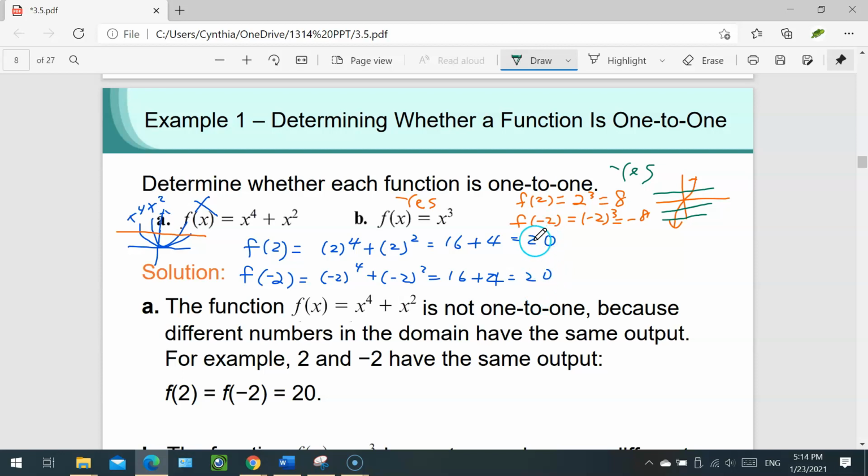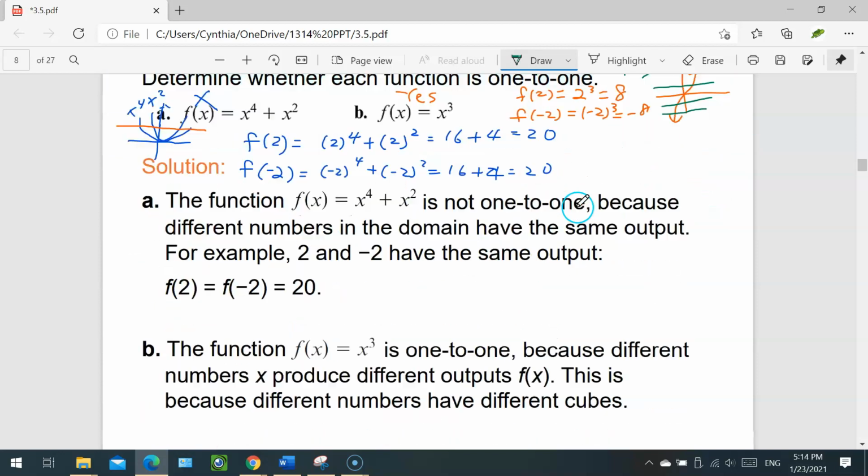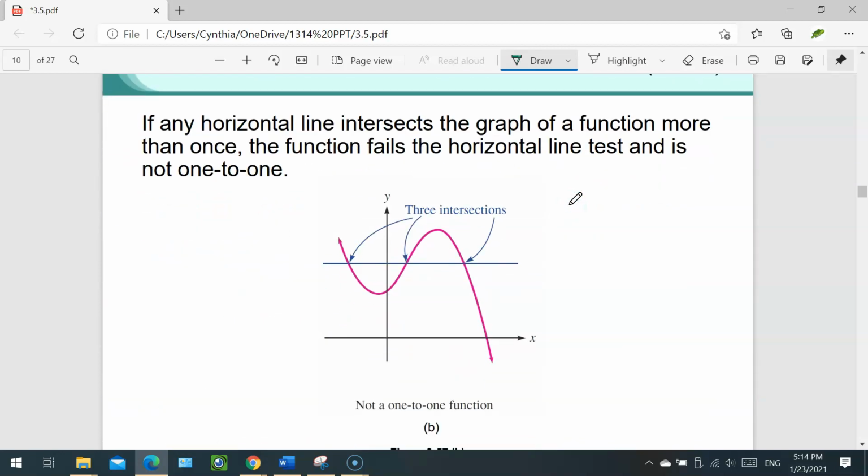If that is the case, you have a negative x value and a positive x value getting the same y value. In that case, not a one-to-one. But when you have different x values receiving different y values, then in that case, yes, this is a one-to-one. So it could be graphically or equationally. If they give you an equation, you just substitute a number into it. If not, when they give you a graph, just draw the horizontal line test.